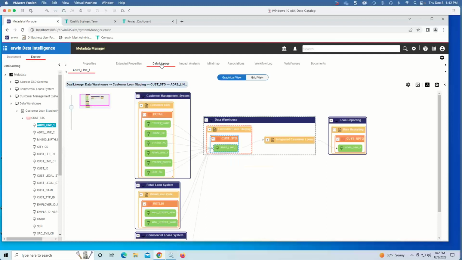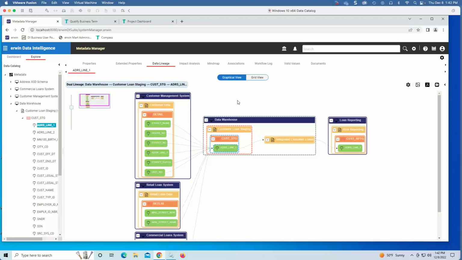and then finally down to the column level lineage, where I'm actually able to see that, okay, there's a concatenation of these green fields here to this one field that's feeding into that integration for customer loans that actually gets me to this thing called ADRS_line1. So I have even more details.